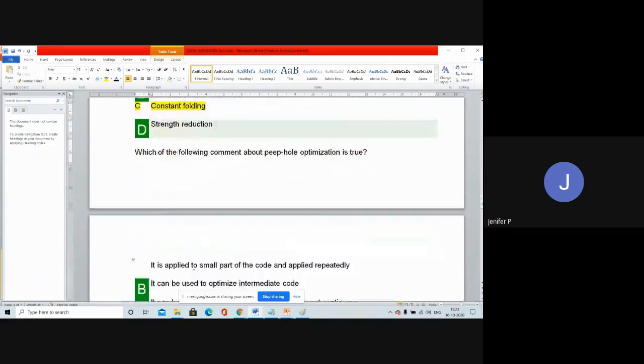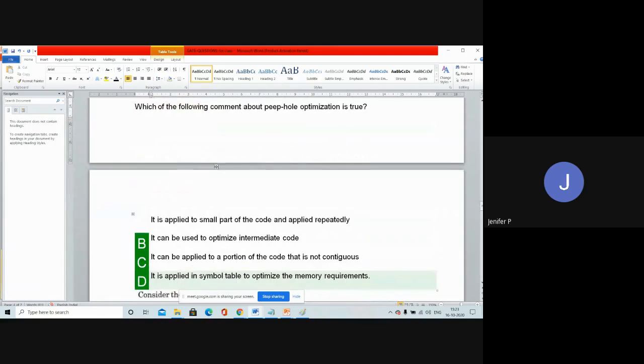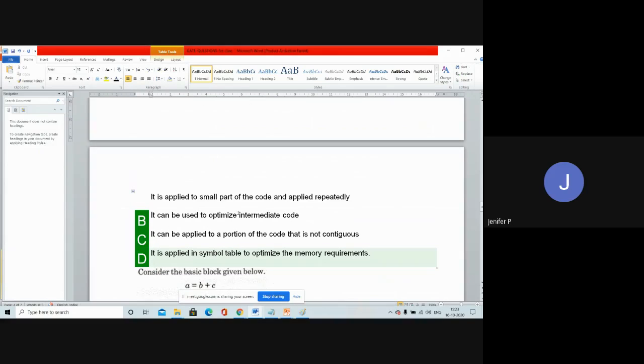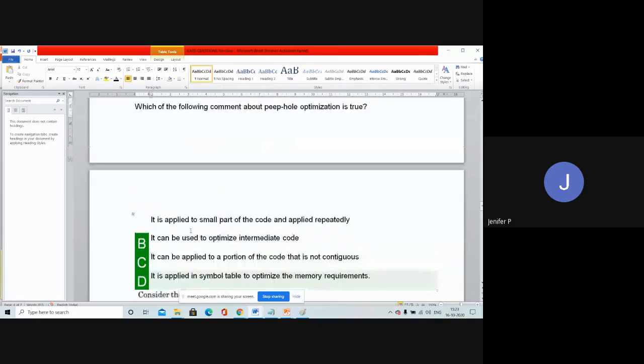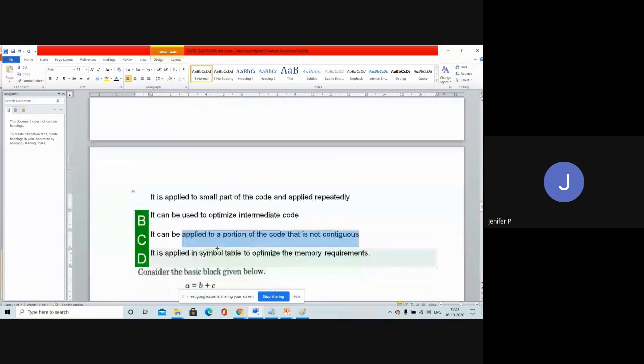Okay, and the next one, which of the following comment about peephole optimization is true? Yeah, which one is true? Peephole optimization, I think okay, இதே இது பார்த்தோம், ஆனா வந்து கொஞ்சம் வந்து இது மாறி இருக்கு. இஸ் ட்ரூ அப்படின்னு பார்க்கும்போது இப்ப பாத்தீங்கன்னா it can be applied to the small part of the code and applied repeatedly. It can be used to optimize the intermediate code தான். It can be applied to a portion that is not continuous. இது வந்து false நம்ம மேலே பார்த்தோம், இது கிடையாது அப்ப ஆன்சர்.